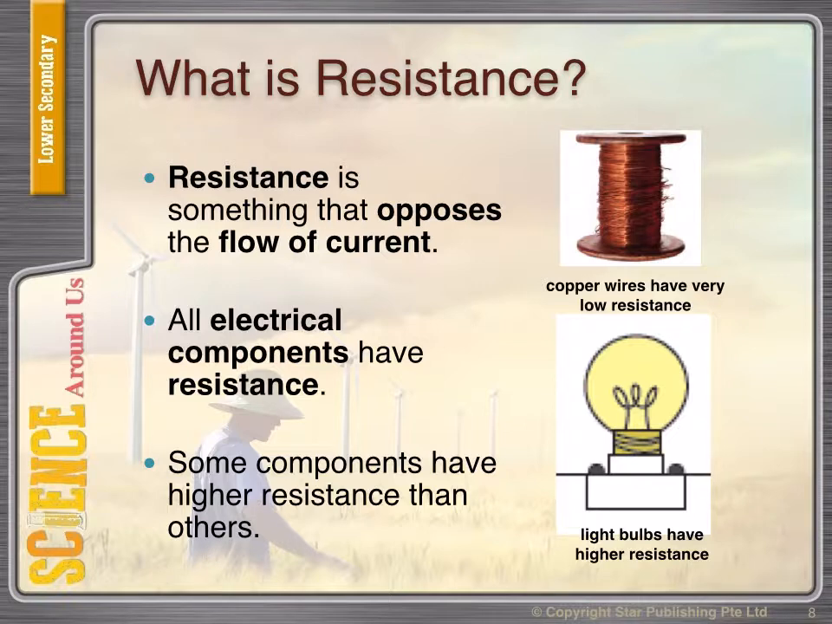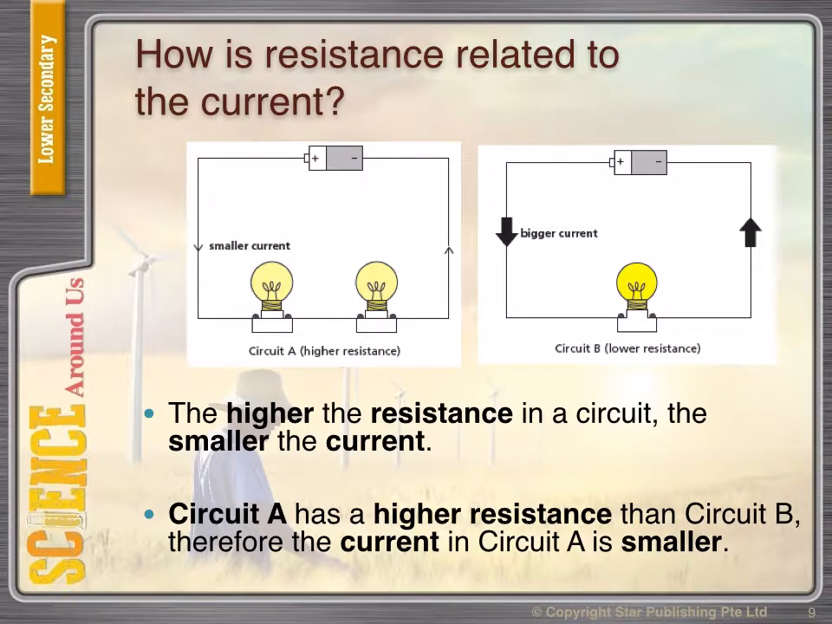So all electrical components have resistance, but different components have different amounts of resistance. Some components might have higher resistance than others. Look at the two objects on the right. The copper wire, because it's just a wire by itself, has very low resistance. But light bulbs have higher resistance than copper wire. Okay, let us move on to how resistance is related to current.